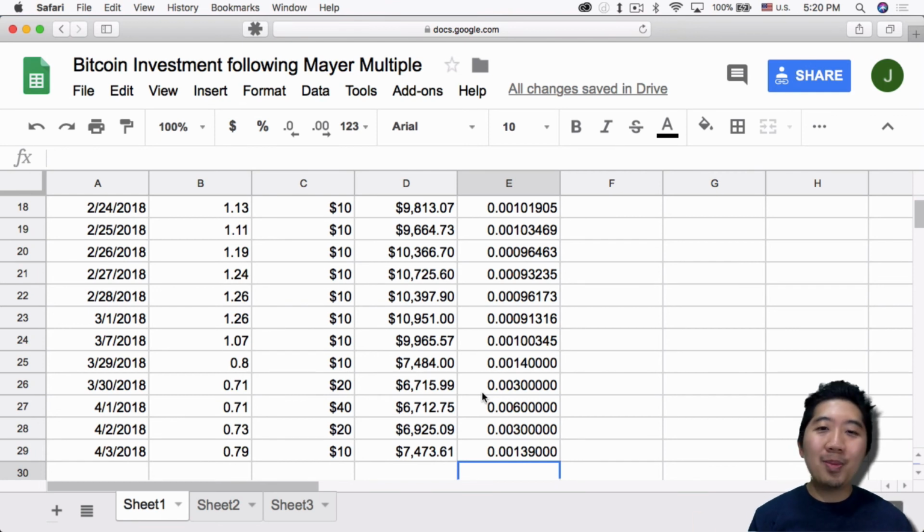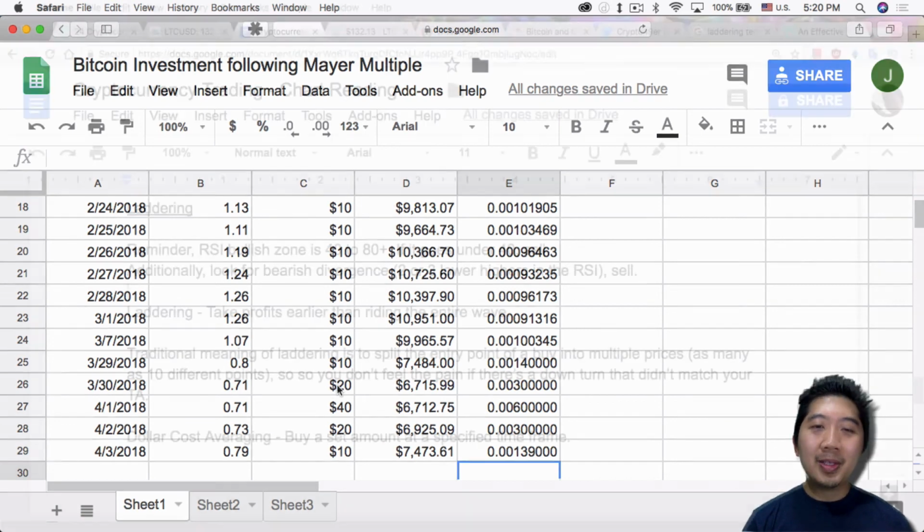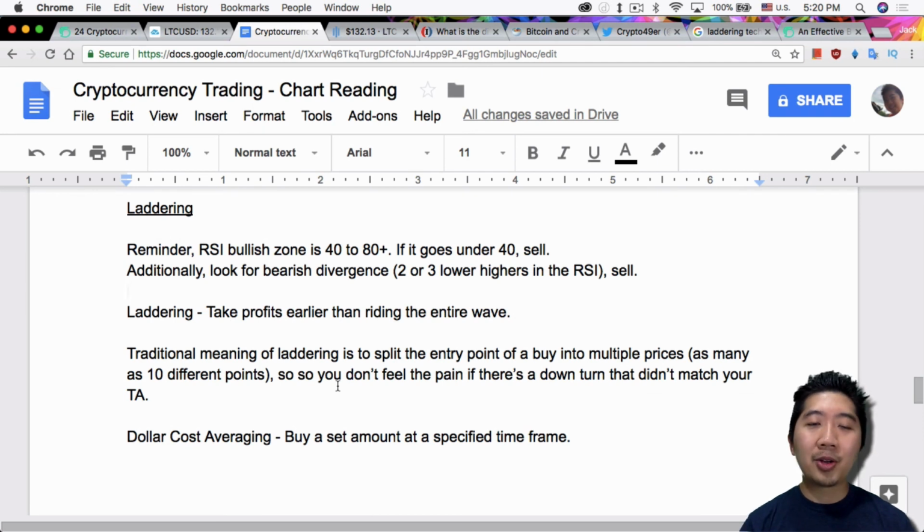But again, it doesn't hurt me that much because these amounts are so small that I don't really care if the price of Bitcoin goes up and down. All I'm doing is just accumulating Bitcoin at what I consider a value price, in a very small amount. So that's pretty much the idea of dollar cost averaging.